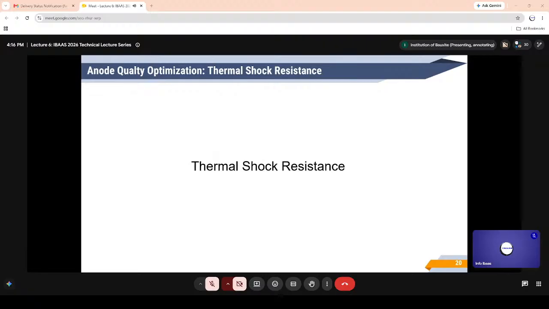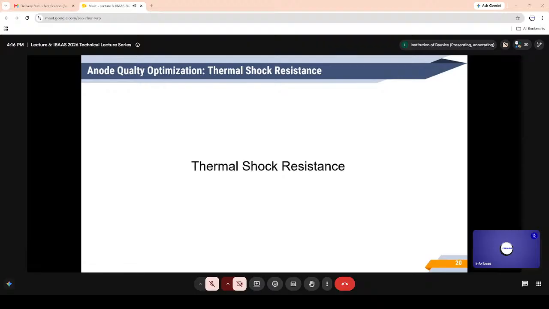When cold anodes are placed in the hot bath of electrolysis cells, they experience thermal shock. Due to uneven expansion in different directions, cracks are initiated in anodes. The cracks propagate through the anode mass, often causing breakage at the anode corner.